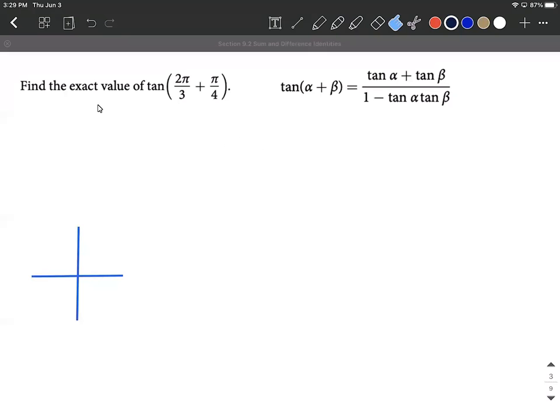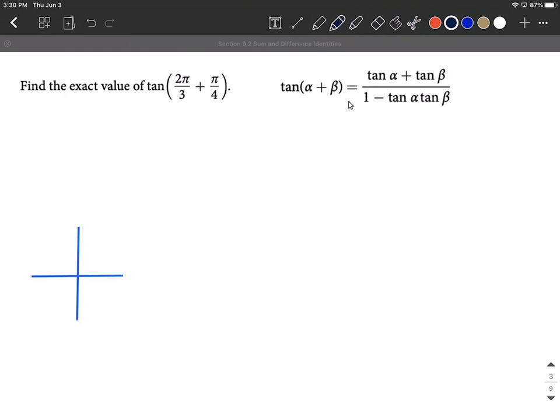All right, let's find an exact value of tangent of 2 pi over 3 plus pi over 4. So in thinking about this problem, I notice we have two angles added together on the inside of a tangent. That's pointing me towards the sum identity for tangent function. So I went ahead and brought that along over here on the right-hand side.